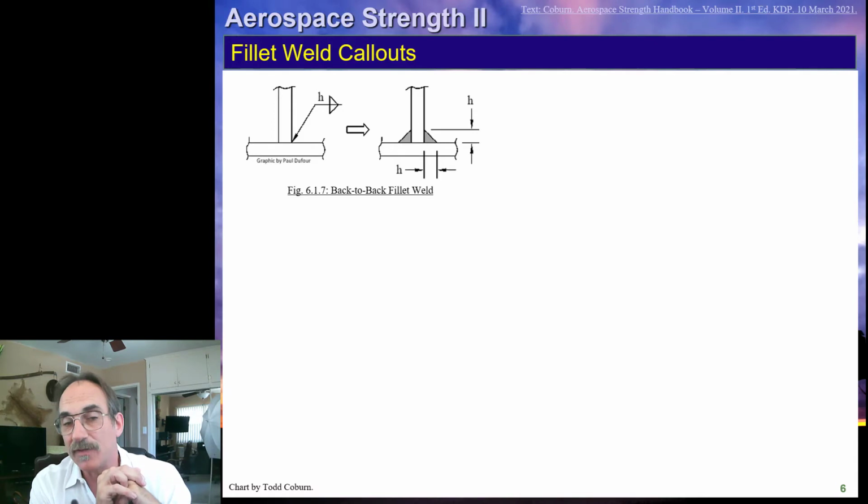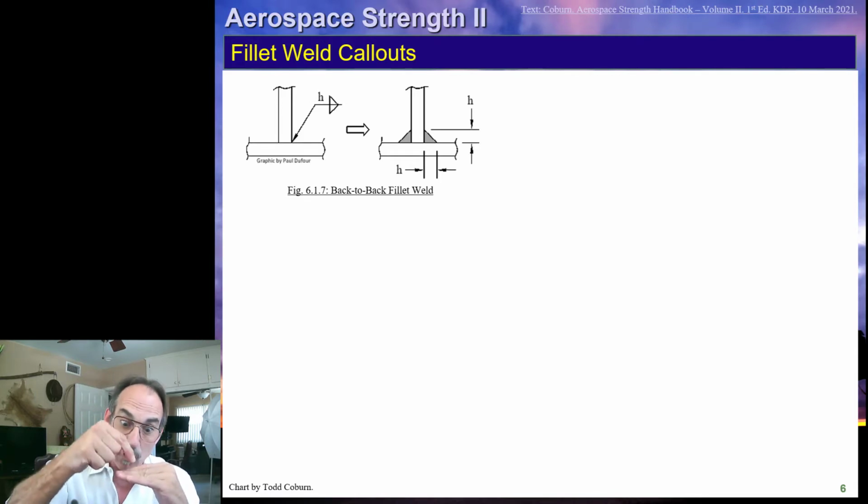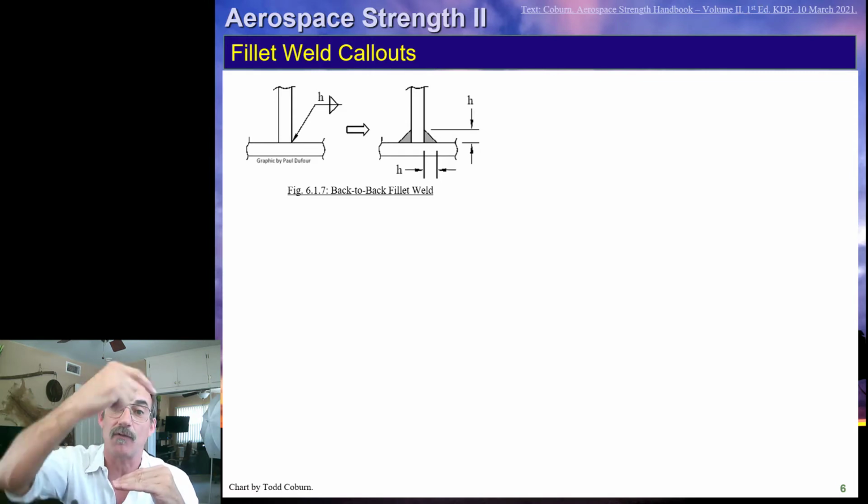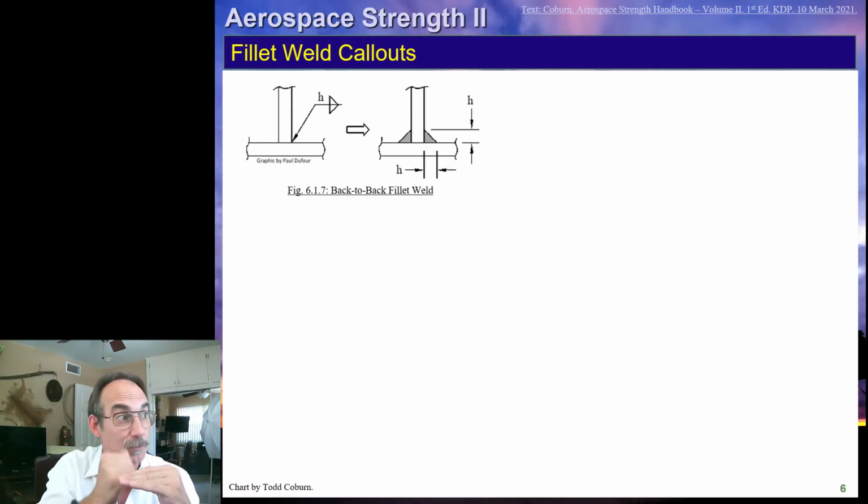Now, you'll notice here that there's some ambiguity. This arrow is pointing right at that corner. So back-to-back could mean, yes, we need a weld there, and we need a weld on the far side. But you'll notice there's two far sides. There's a far side over here, and the far side down here. But if we look at this joint, we see that there's nothing to put a fillet weld on beneath. That means it's got to be over here that the fillet weld is.